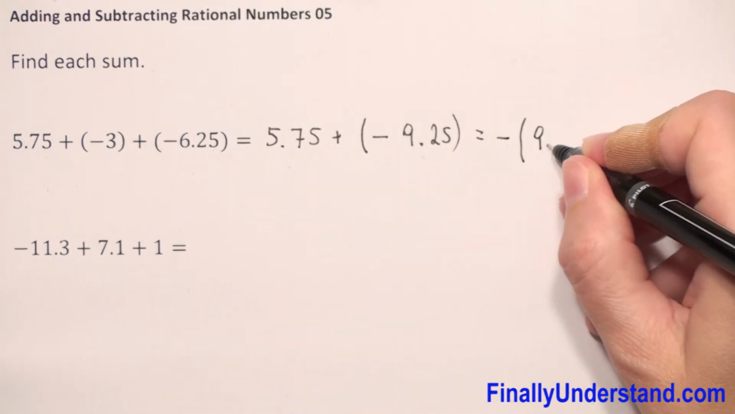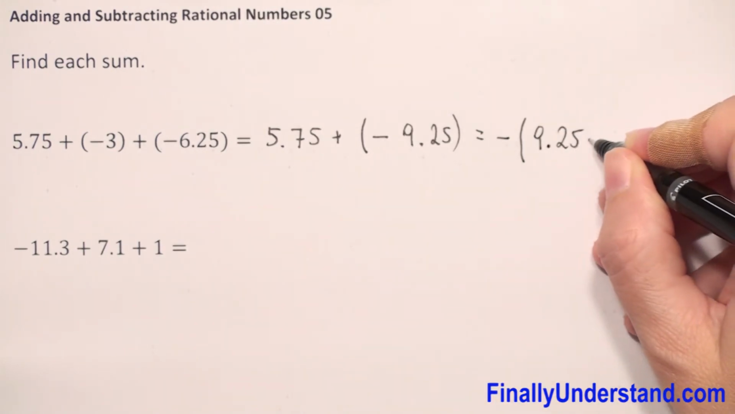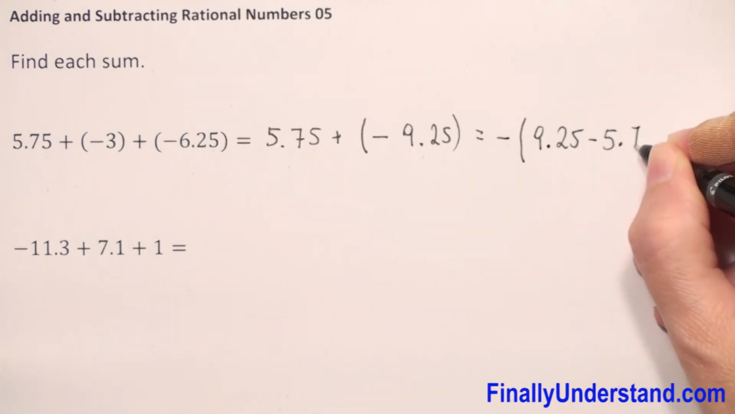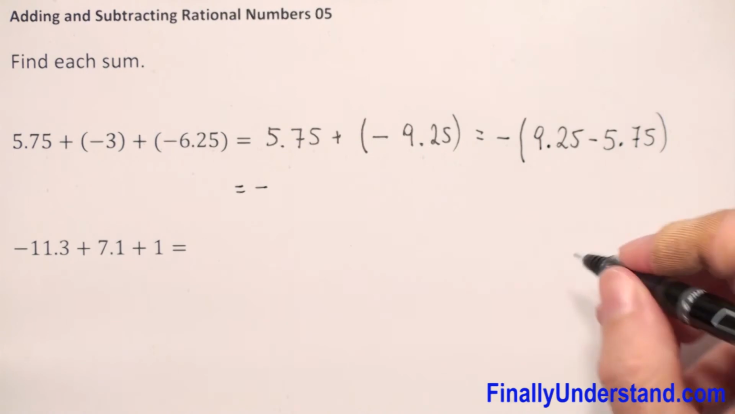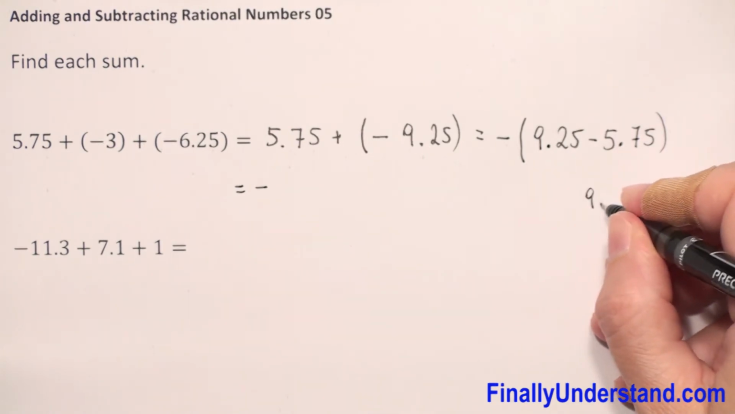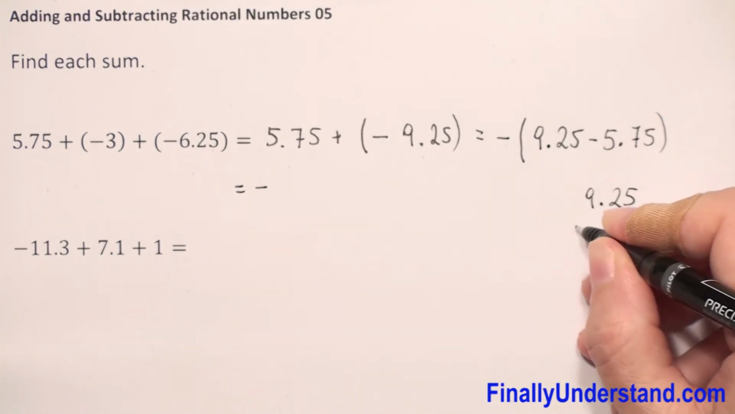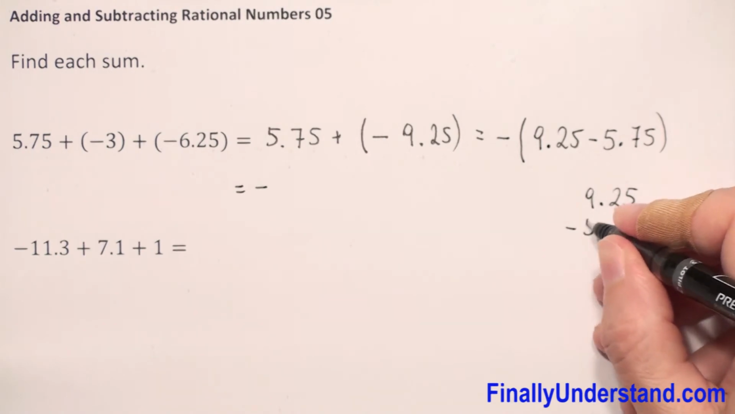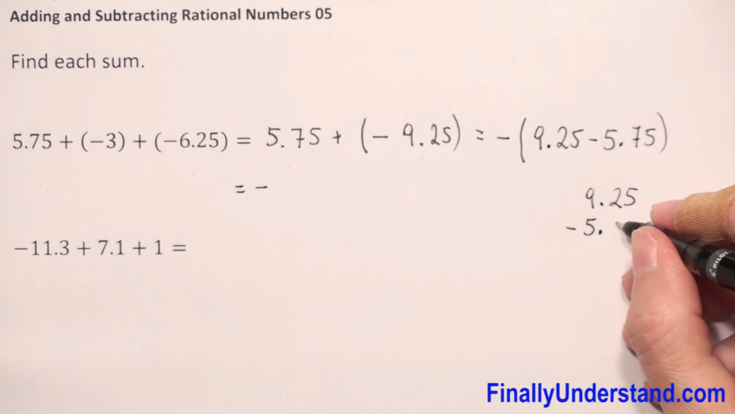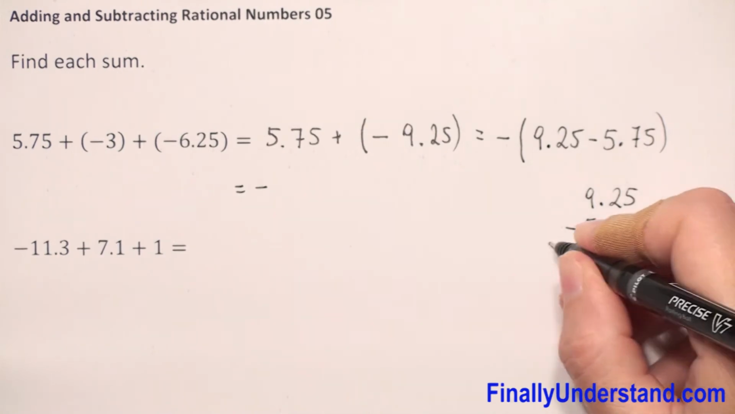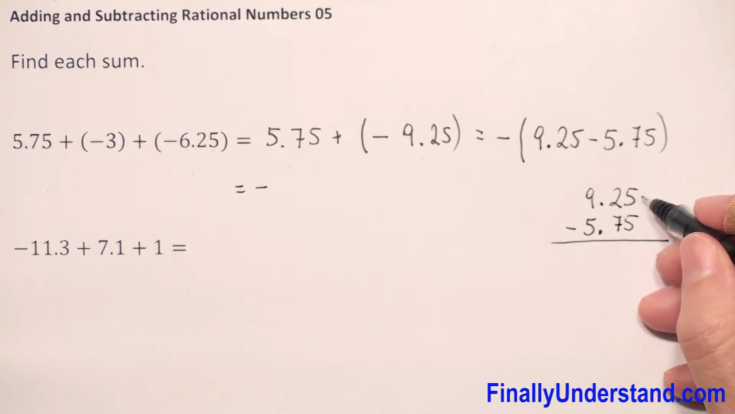So we have 9.25 minus 5.75. The negative sign we have to rewrite, and we will subtract these two decimal numbers. We have to keep ones in the same column, decimal point. We start from the last column.